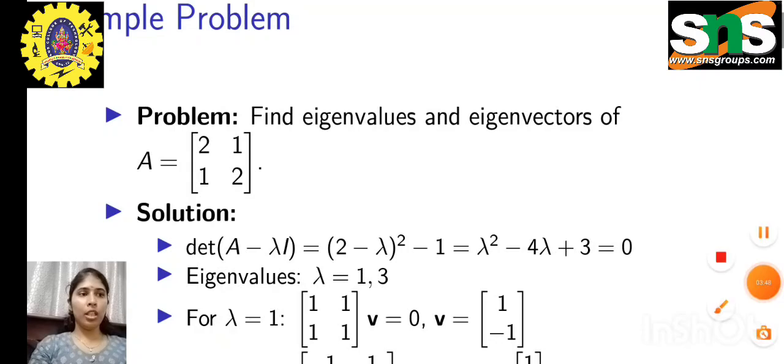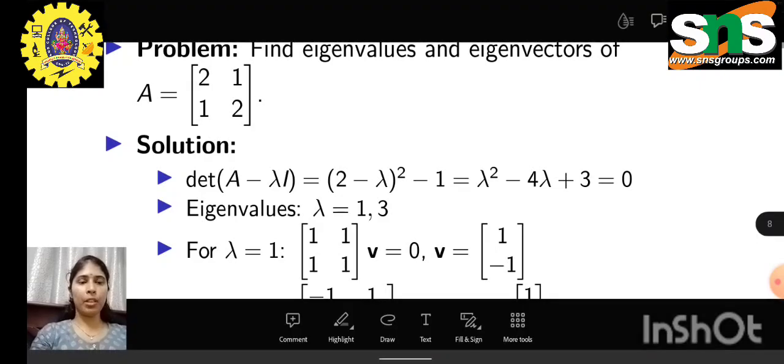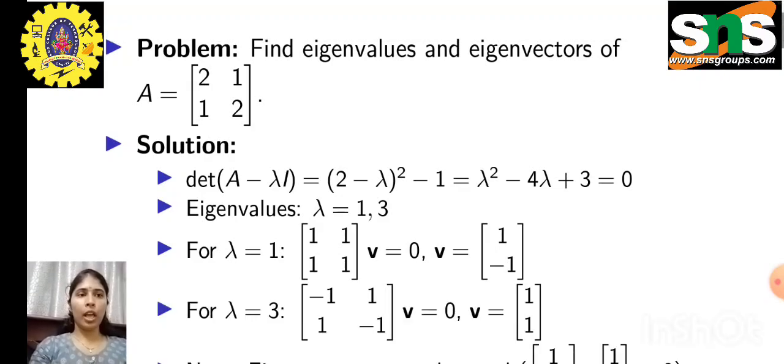Now let us consider the example problem in which the eigenvalues and eigenvectors of A are asked to find. Using our first property, determinant of A minus lambda I is equal to (2 minus lambda) the whole square minus 1, which in turn gives the equation lambda square minus 4 lambda plus 3 equal to 0. The eigenvalues of this matrix are 1 and 3.